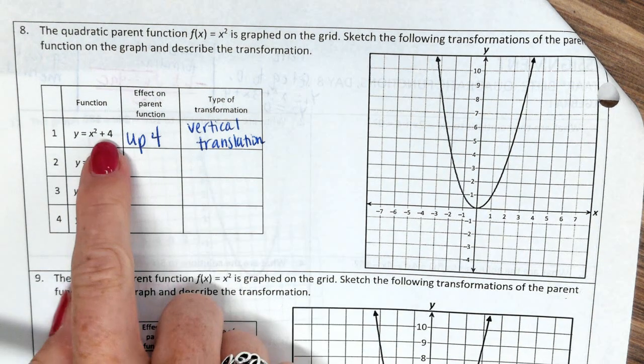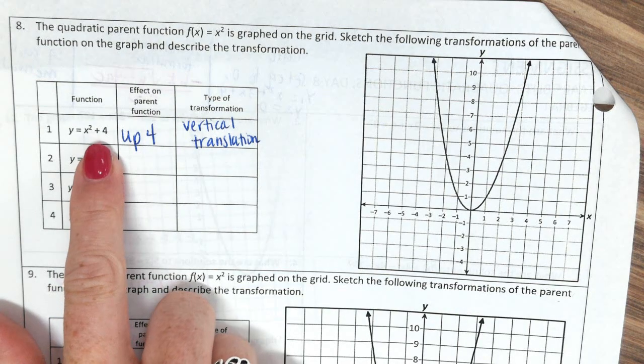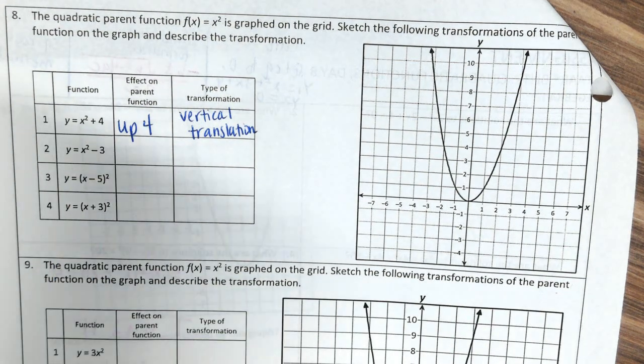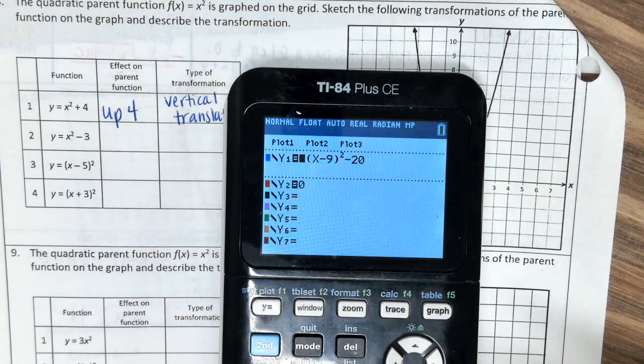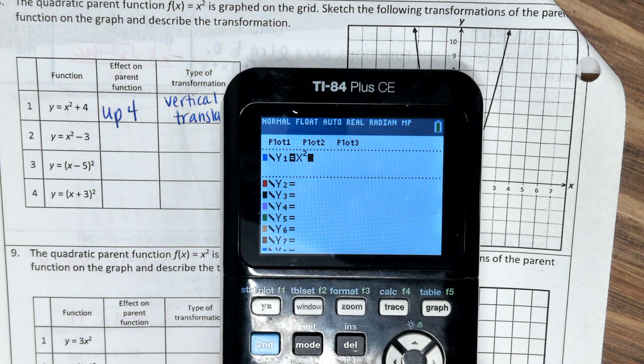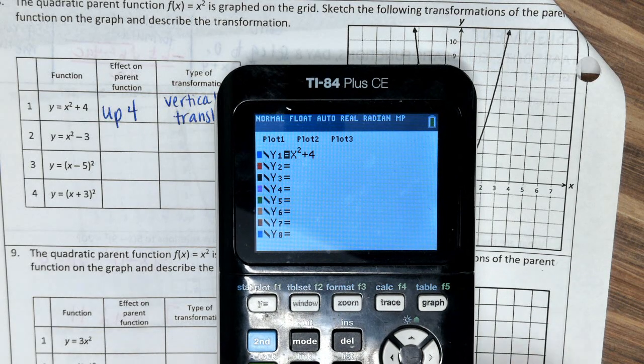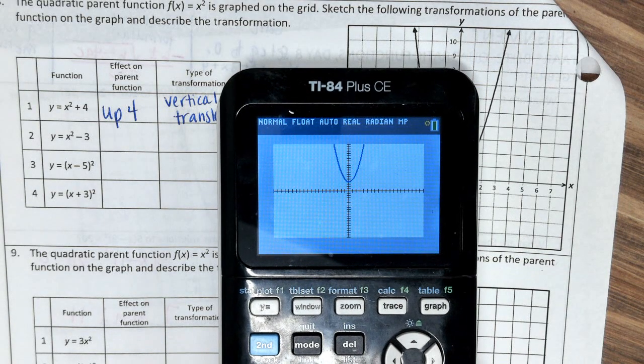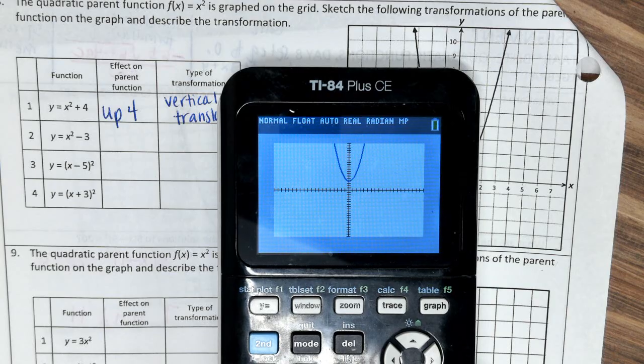Now let's pretend we didn't know what it did. How could I see what it did? Go put it in y equals, right? So I could literally go to y equals, put in x squared plus 4, hit graph, and you can see, look, it moved it up 4.